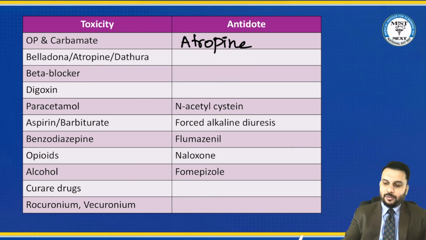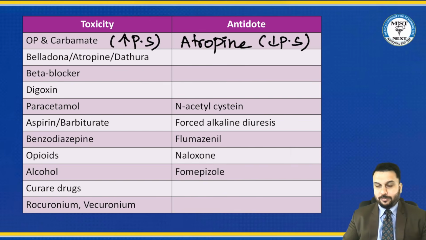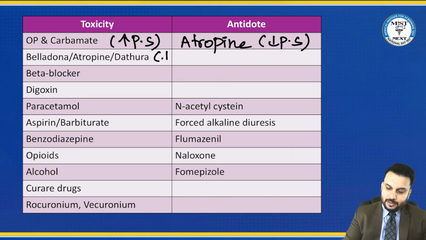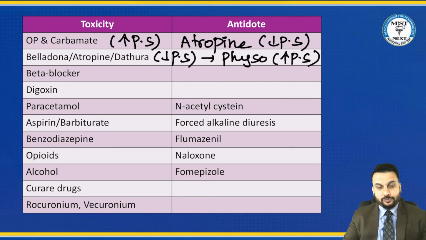And why exactly am I giving atropine here? Because OPs and carbamates increase parasympathetic activity. So many times I've told you this now. And atropine will reduce parasympathetic activity by blocking muscarinic receptors. Next, belladonna, atropine, datura, they are the agents that reduce parasympathetic activity. So the aim in the treatment is to increase it back by giving physostigmine. Physostigmine increases parasympathetic activity back again.